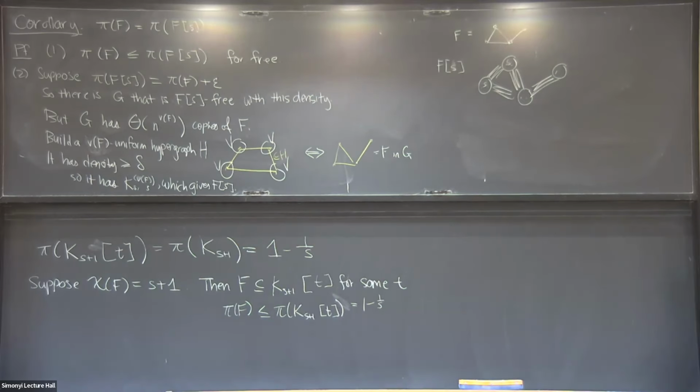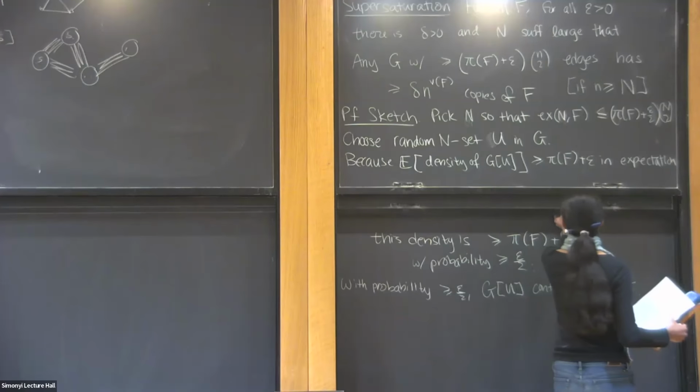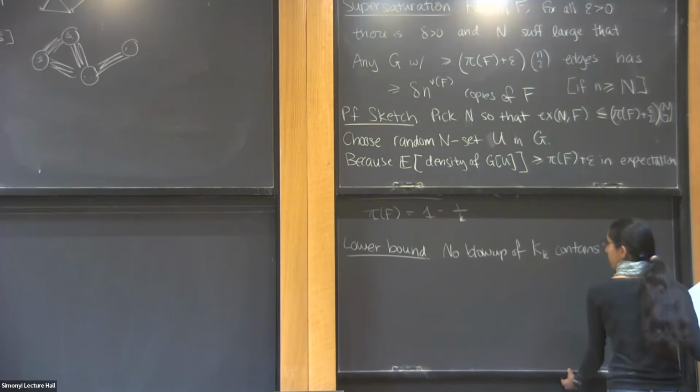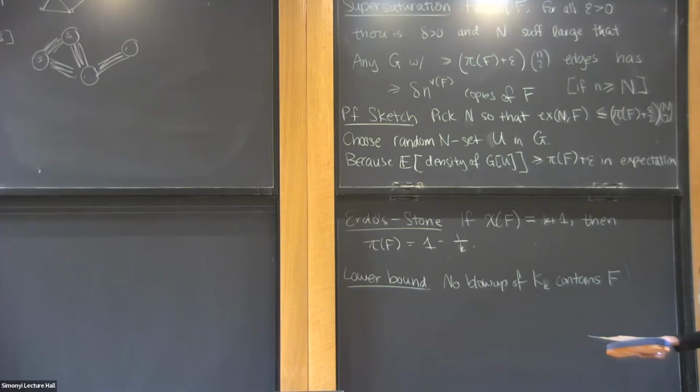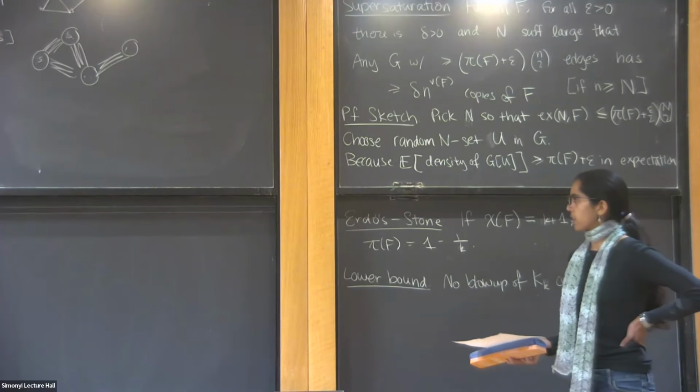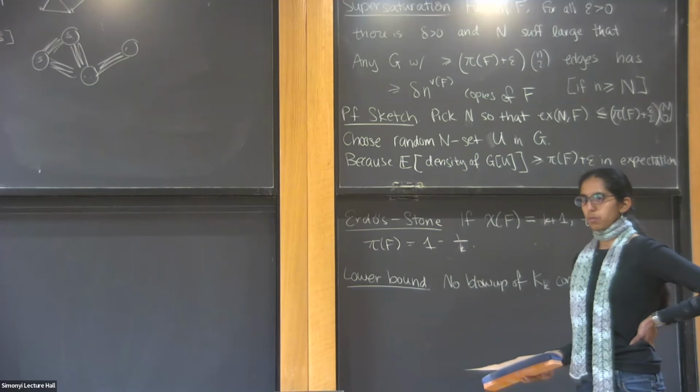Now, if we return to Erdős-Stone, that matches the lower bound that we had before. So I think that's roughly what I wanted to say in the first half. So this proof is due to? This proof is due to, I think, Erdős in 1971.